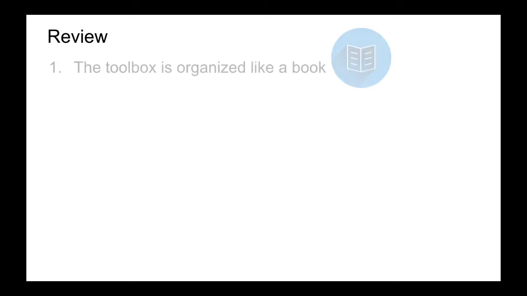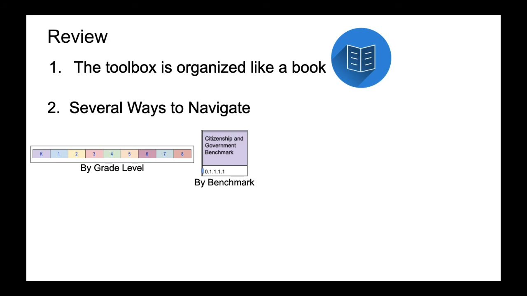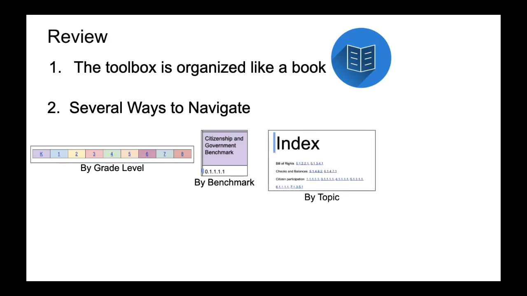Let's review what you've learned. Remember that the Super Civics Toolbox is structured like a book. Use the table of contents or index to quickly find what you're looking for. There are several strategies for navigating the toolbox. Search by grade level using the table of contents. By benchmark, benchmarks are listed in numerical order. By topic using the index, choose the standard for the grade level you wish to view.